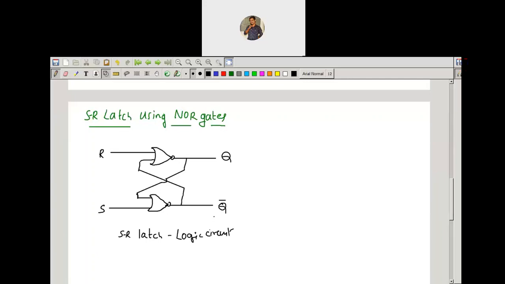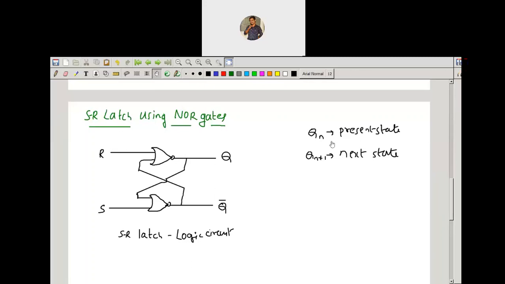Before explaining this operation, let me clear one thing. If Qn is the present state, the previous output, then Qn plus 1 is the next state. Or if we take Qn plus 1 as the present state, then Qn plus 2 will be the next state. Or if we assume Qn minus 1 is the present state, then Qn becomes the next state. It depends on our assumption.